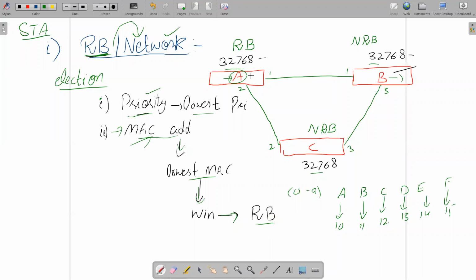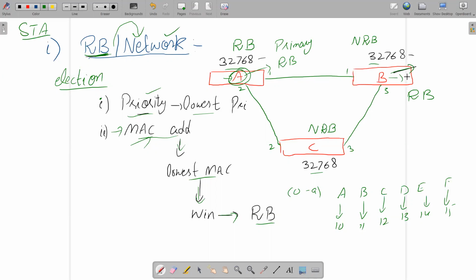But what if my desire is, according to the topology which we have drawn, that this switch was acting as a root bridge? What is my priority? My priority is this switch. This switch should be elected as the root bridge. And you can call it the primary root bridge.